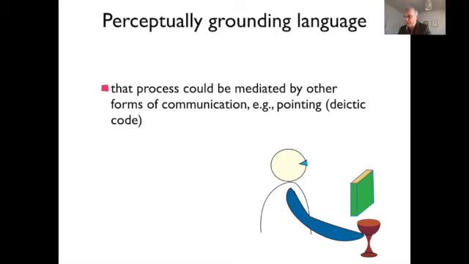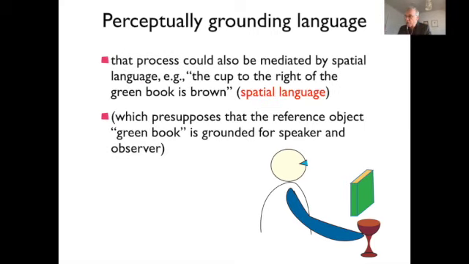That's a very embodied form of communication. And so using language names, like characterizing the object by its feature values, is a next step. For instance, I could say the green book, and you know what I'm talking about. And then a more advanced form of establishing reference is using spatial terms. For instance, I can say the cup to the right of the green book is brown, right?